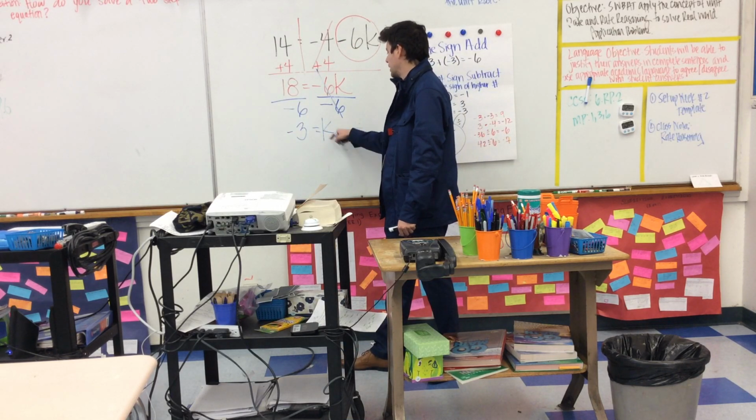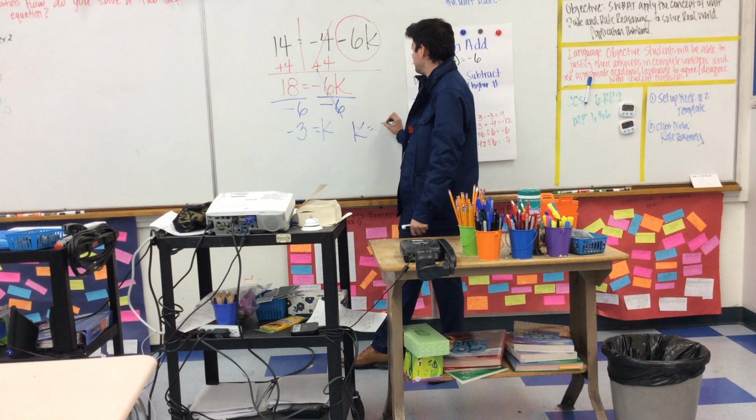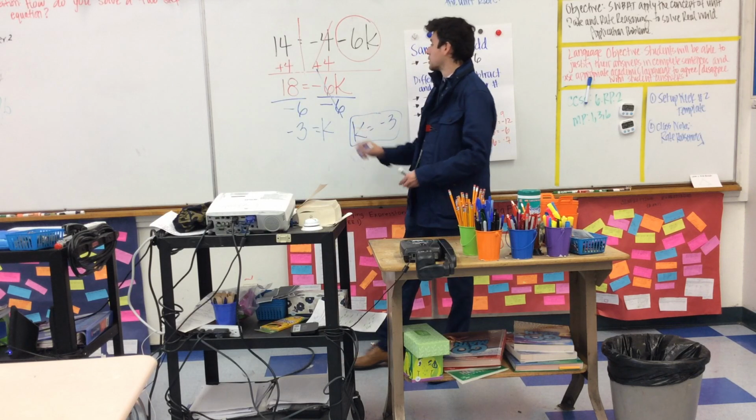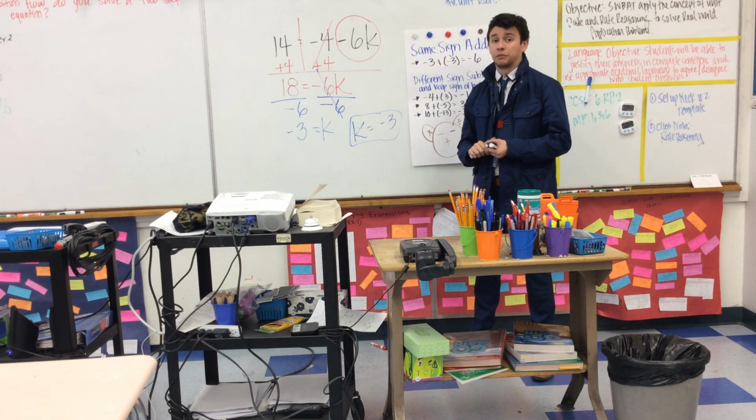But rewrite it though. It looks weird when it's like this. We like having the variable on the left side. So that's the answer for that one. Okay, K is equal to -3.